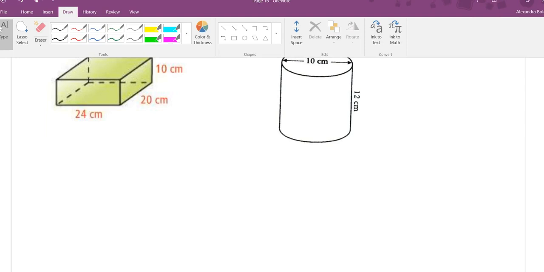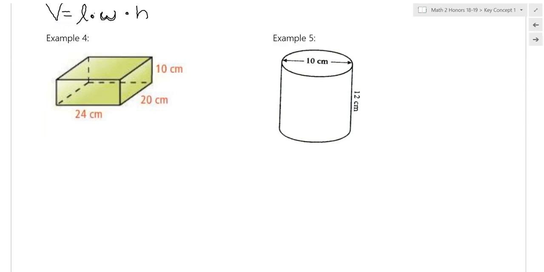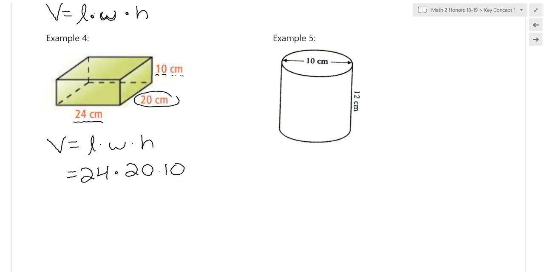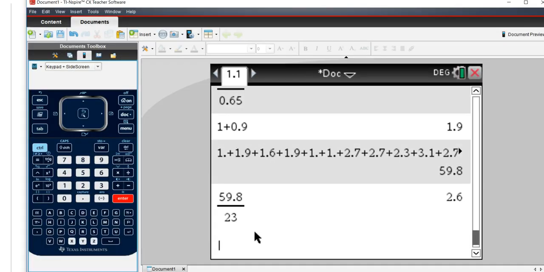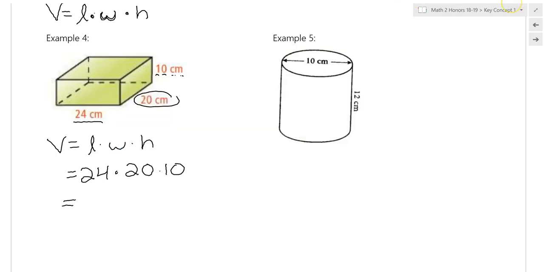If we look at an example, volume equals length times width times height. My length here is 24. My width is 20. And my height is 10. So I'm doing 24 times 20 times 10. If I multiply all those numbers together, I get 4,800.